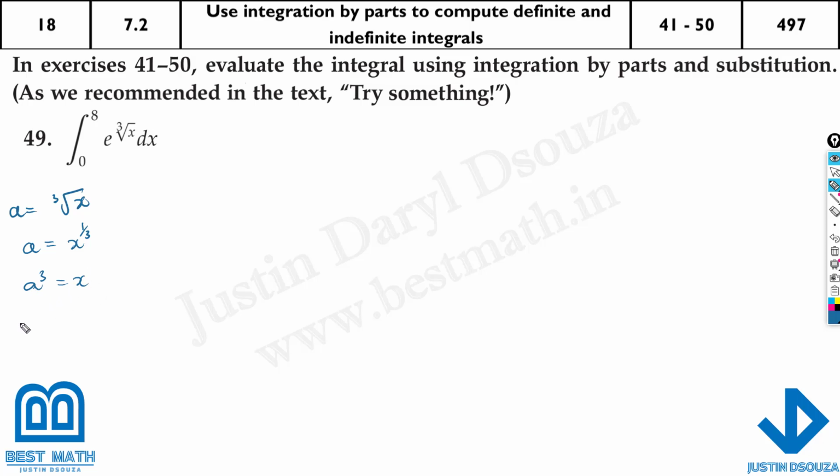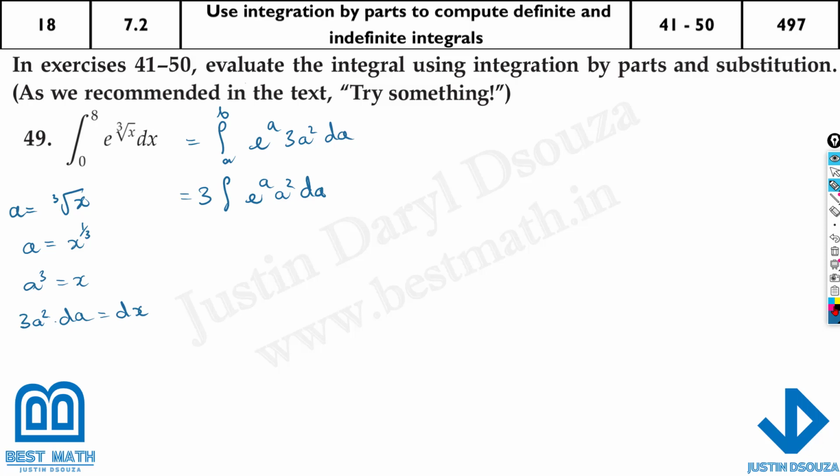Now let me differentiate both the sides. It's going to be 3a squared times dA, that is equal to dx. Now let me substitute it back over here. This is going to have some limits, because the limits are changed. I'll tell you in a minute. But this is e to the power a. What is dx? It's 3a squared dA. That's it. And what next? Now you can write the constant term 3 outside. And then let me just rearrange this: e to the power a and a squared dA.